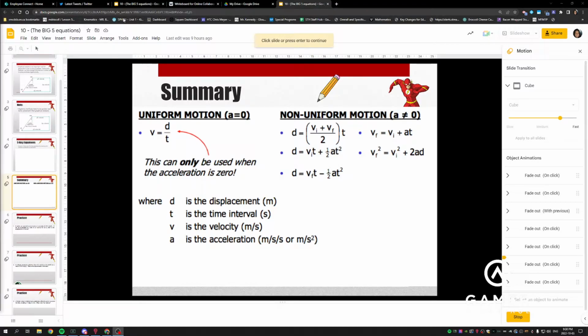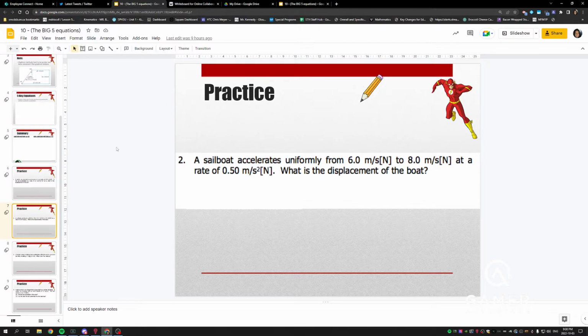And we saw this actually in this practice problem. So in this practice problem, it says a sailboat accelerates uniformly from 6 meters per second north to 8 meters per second north at a rate of 0.5 meters per second squared north. What is the displacement of the boat? So now I want to know what the actual displacement is.